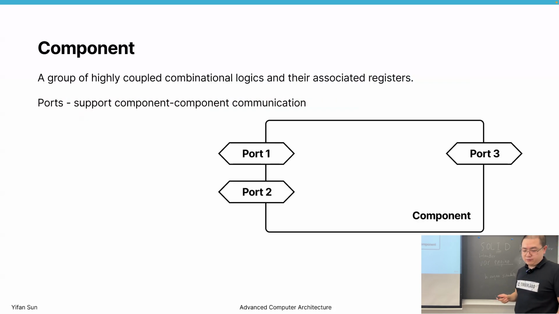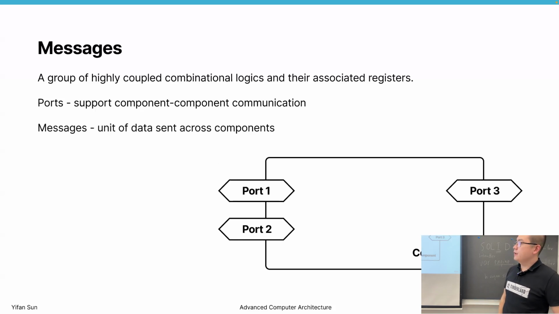Okay, so come back to simulation, complex architecture simulation. Now, this is not a software engineering course. So for a component, we have ports. If a component needs to communicate with another component, it needs to go through ports. Ports support component communication. Now, the unit they communicate, we call them messages.